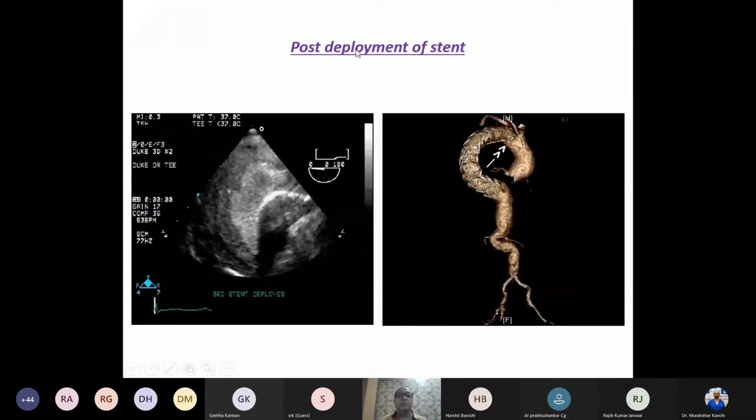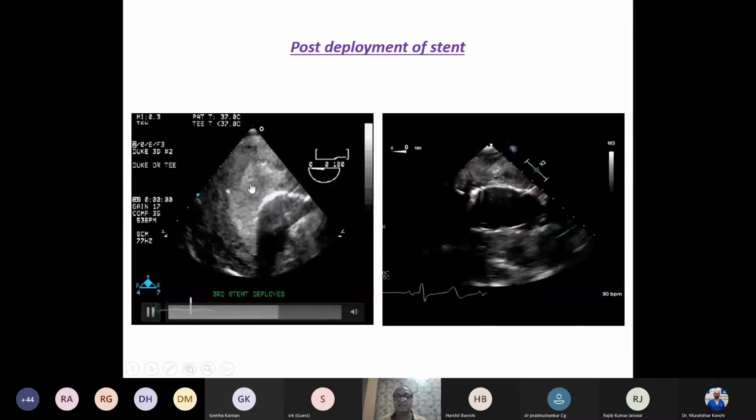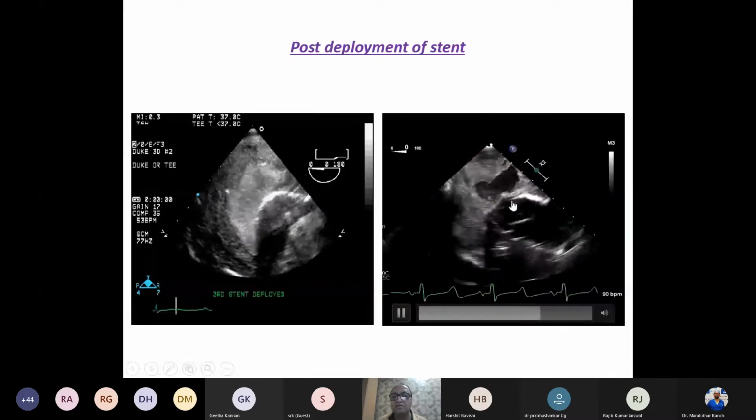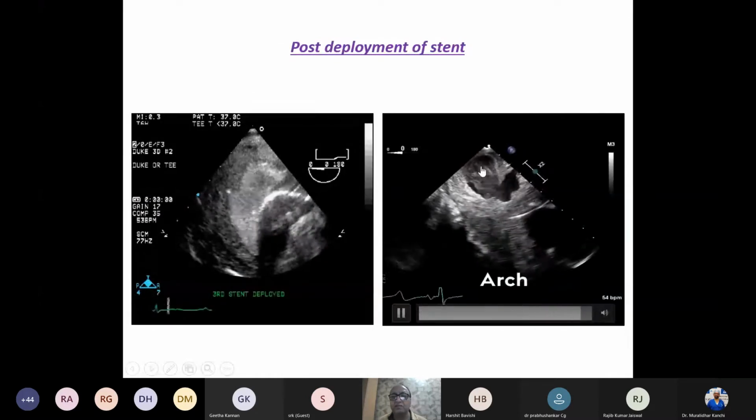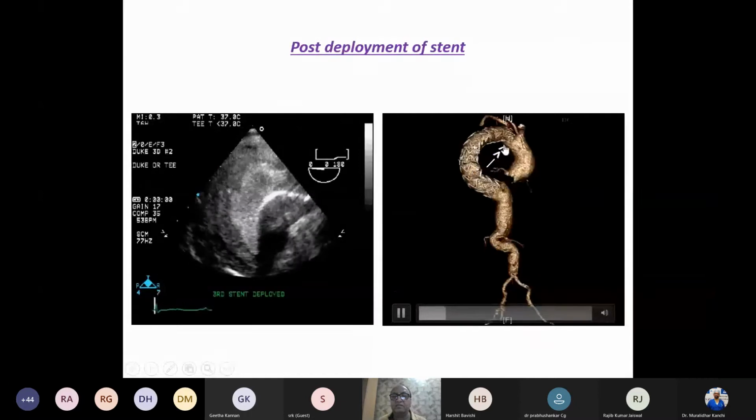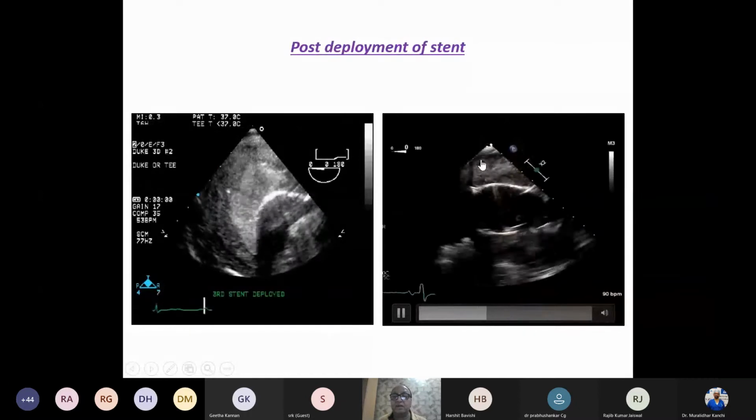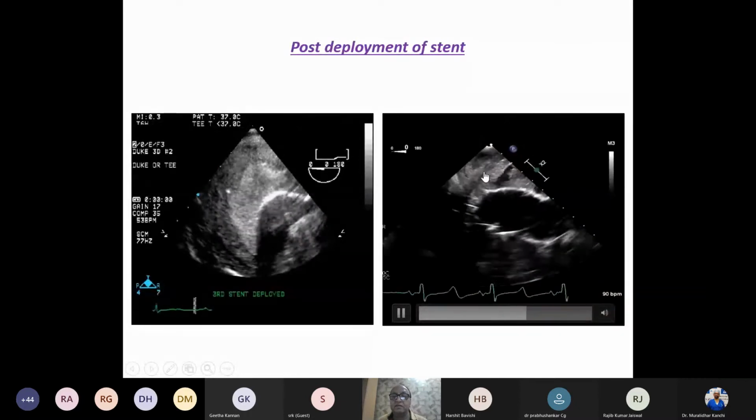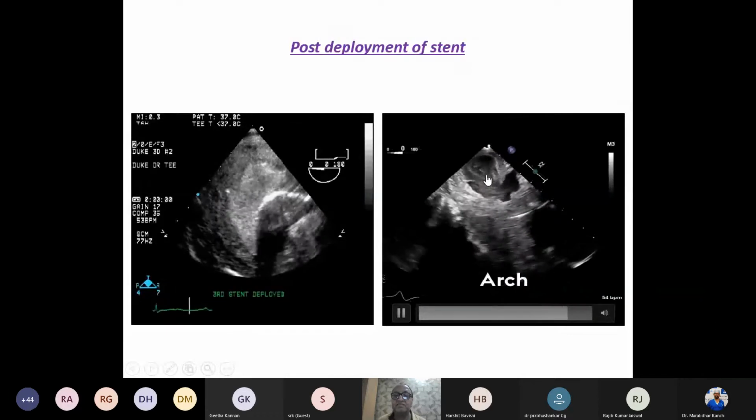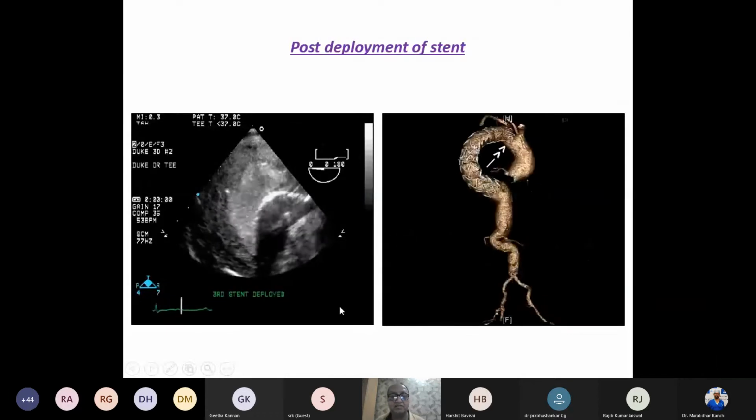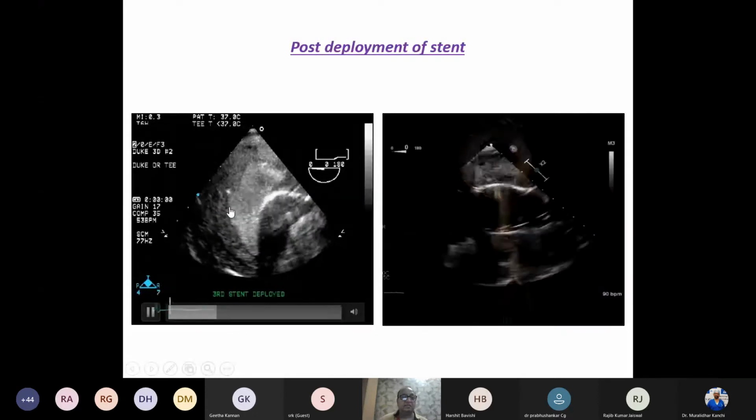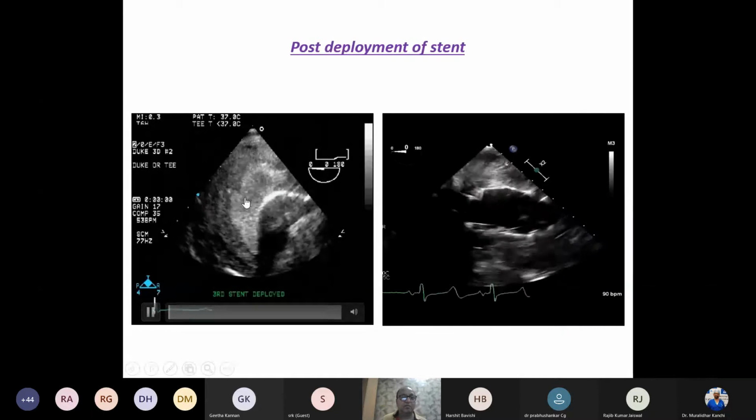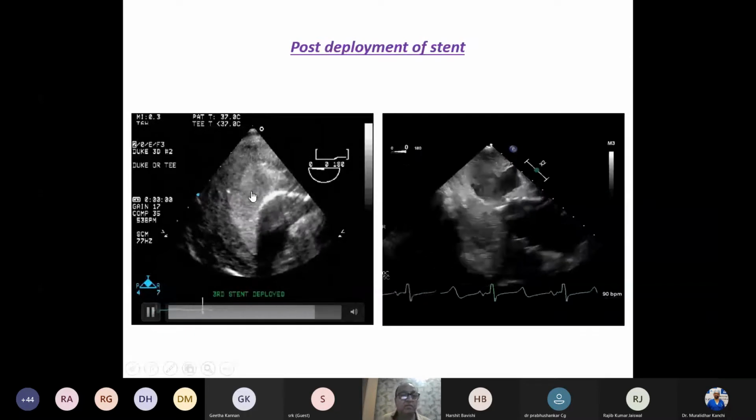Now, this is a post-deployment stent. You can see the stent here, and this is moving. There is a leak there. Now, here also, you can make out the swirling of the spontaneous echo contrast. This is the 3D image of the stent. You can see the movement of spontaneous echo contrast. That means there is definitely a leak in this aortic arch. This is post stent deployed on the left side. There's movement in the false lumen.